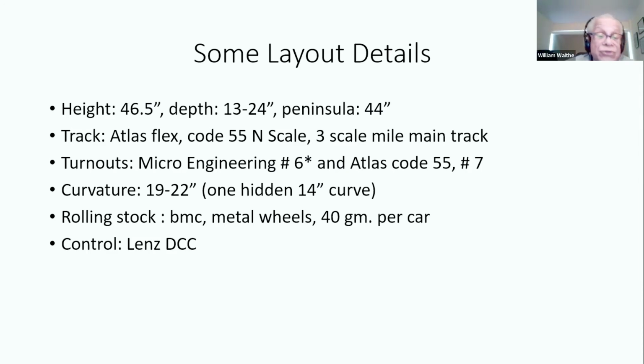On the layout, we have generous curvature. The shortest curvature is 14 inches, and that in N scale is still a moderate curve. For the rolling stock, all cars have had body-mounted couplers installed, replacing the truck-mounted, and the plastic wheels replaced with metal, and all cars are weighed to 40 grams per car, which is considerably more than the NMRA standards. But in N scale, the heavier car tracks better. You have fewer derailments. Control is by Lenz DCC, and about half of our locomotives are sound equipped.